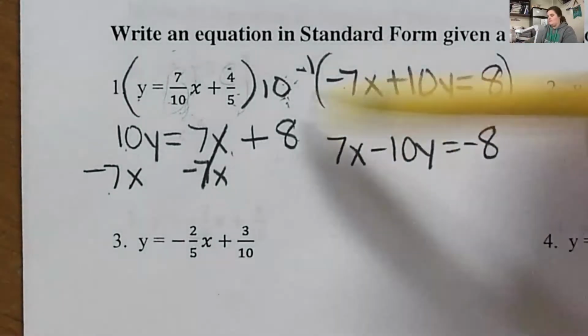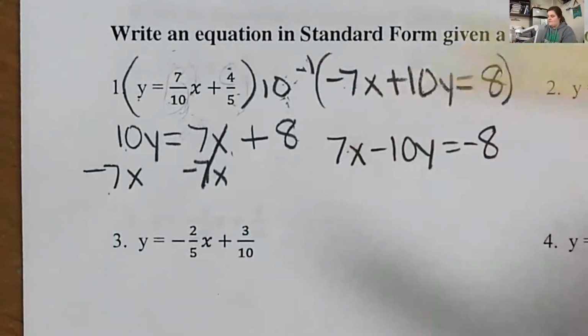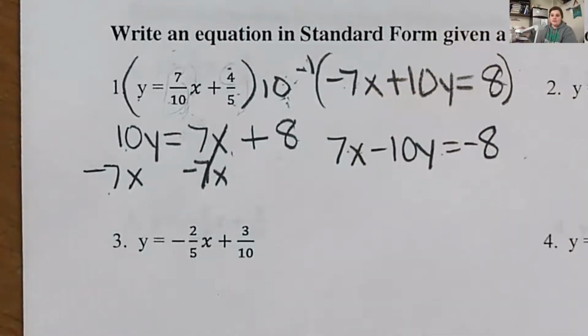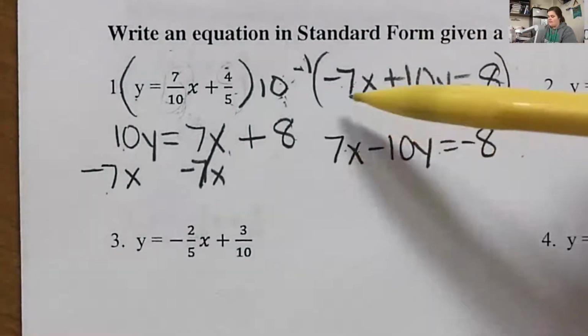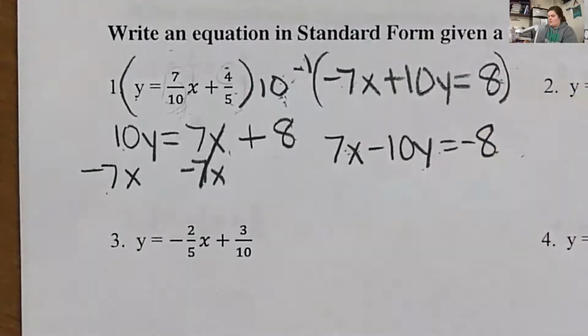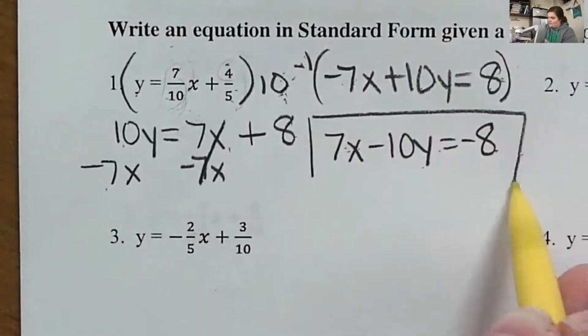Now, did I have to write that multiplying step, or could I have just went straight from here to here? I sure could have. If you change every single sign in the equation, then it doesn't change the value of the equation. Okay, so negative went to positive, positive went to negative, positive went to negative. Now, all my x's and y's are on one side, no fractions, and the number in front of my x is positive. So we are done.